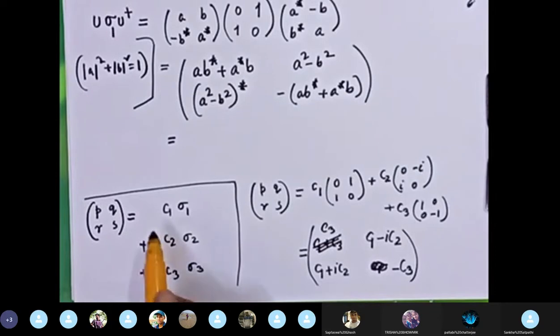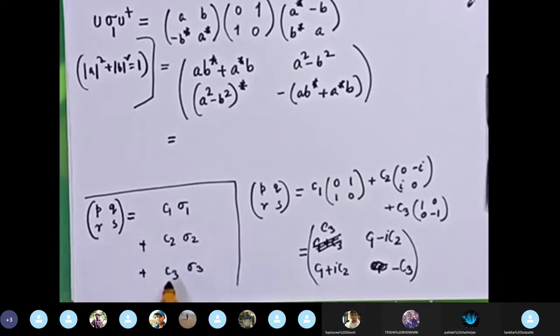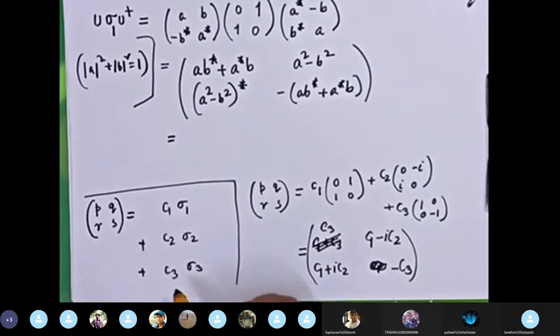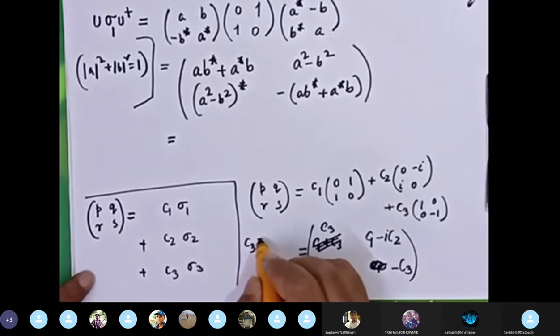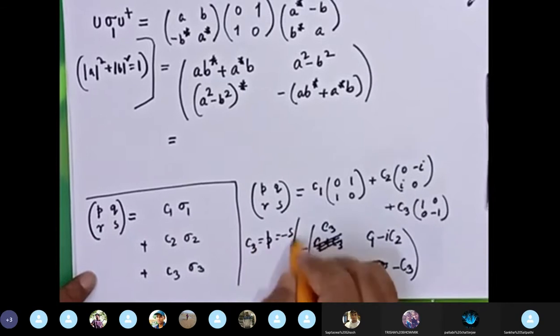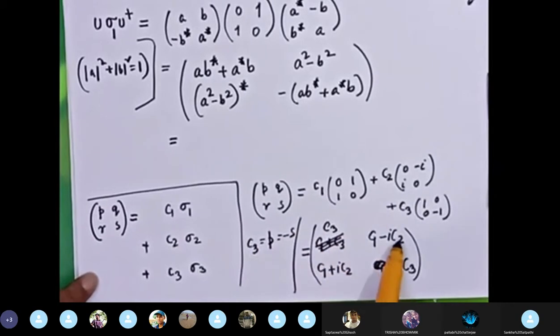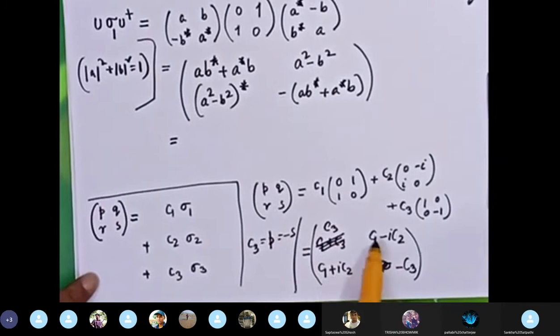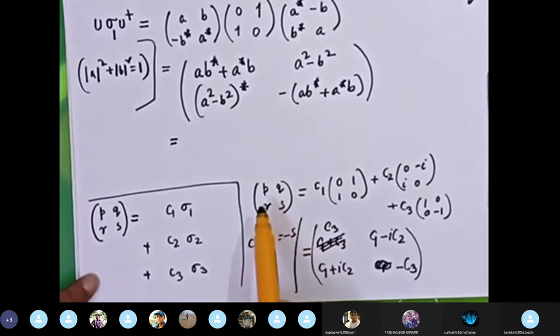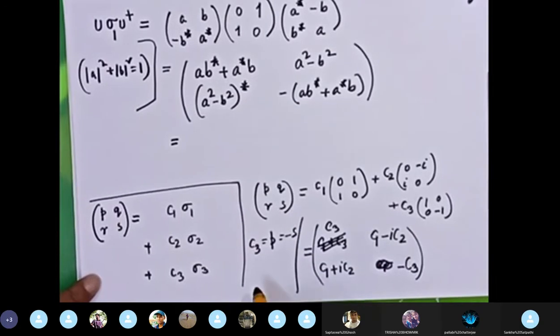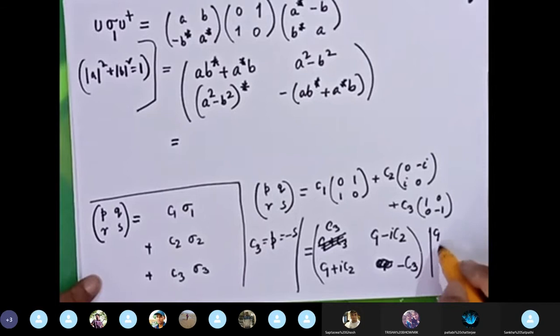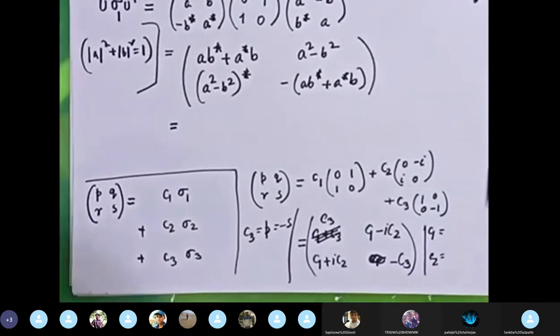Okay. So you know C3 would be P. C3 is P or minus S. C1 plus IC2 is Q. C1 minus IC2 is Q. C1 plus IC2 is R. Then what is C1? Can anyone tell me just what is C1 and C2? Can anyone just tell me in terms of PQRS?